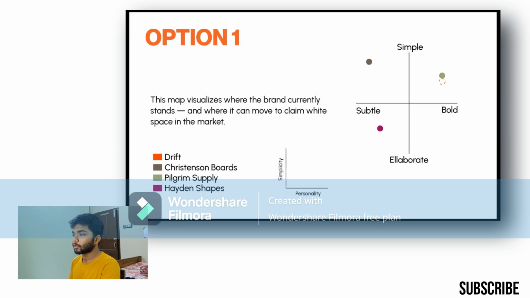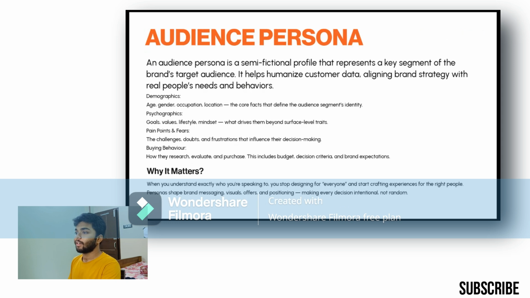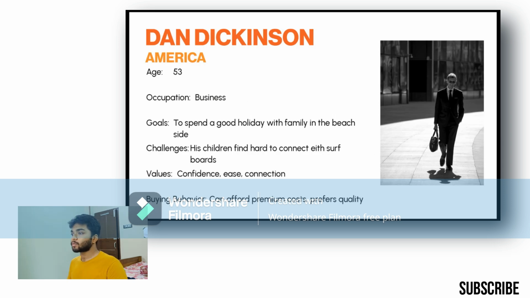Audience persona. An audience persona is a semi-fictional profile that represents a key segment of the brand's target audience. It helps humanize customer data, aligning brand strategy with real people's needs and behaviors. Why it matters? When you understand exactly who you are speaking to, you stop designing for everyone and start crafting experiences for the right people. Personas shape brand messaging, visuals, offers, and positioning, making every decision intentional and not random. So, here is the first persona.